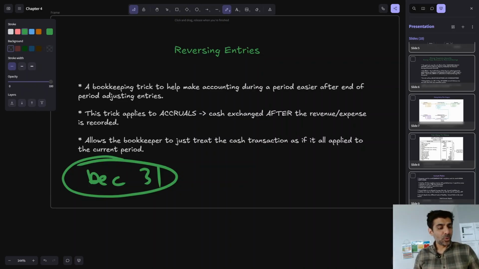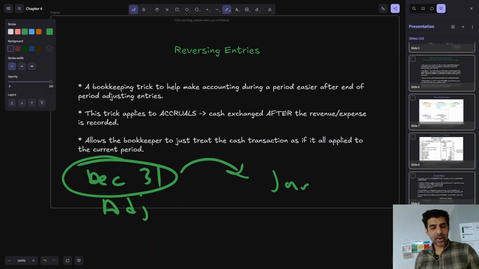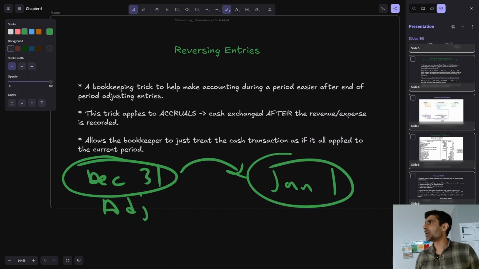So what you'll do is your adjusting entries, and then on January 1st, the very next day in the new period, you reverse some of them. Which ones you reverse, we'll talk about, and we'll see why this makes the accounting easier. This trick only applies to accruals, not deferrals.